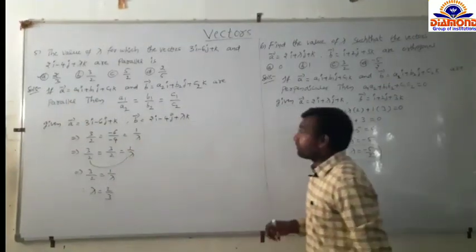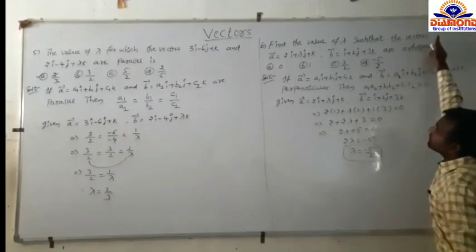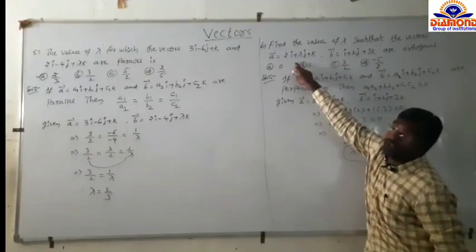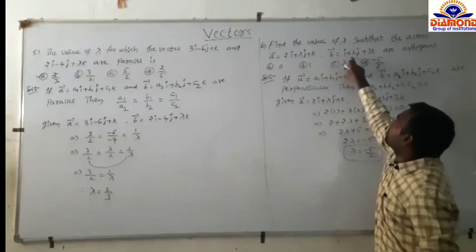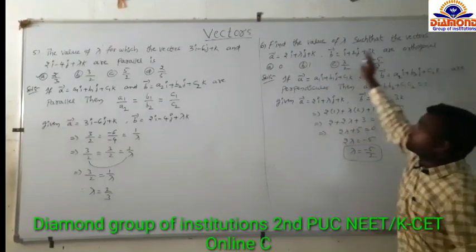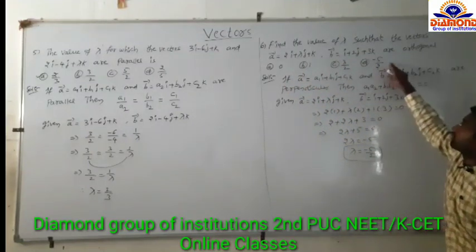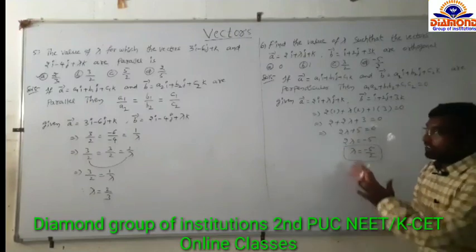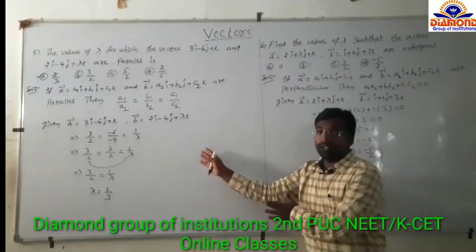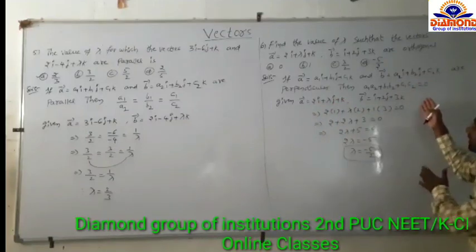Next model problem: find the value of lambda such that the vectors a bar equal to 2i plus lambda j plus k, b bar equal to i plus 2j plus 3k are orthogonal. First option 0, second option 1, third option 3 by 2, fourth option minus 5 by 2. In the previous problem we discussed the parallel condition. In this problem we discuss the orthogonal condition.